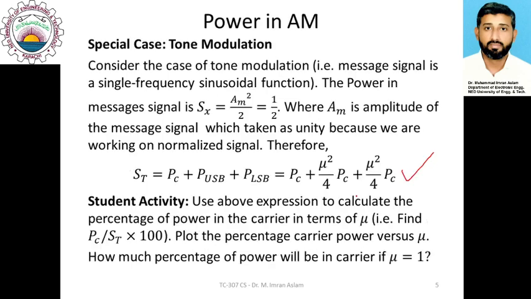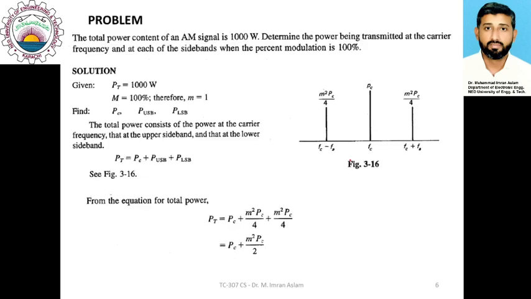In order to conclude the discussion, let us take a simple problem here. The total power content of an AM signal is 1000 watts. So we know that the total power is given as 1000 watt, and we are given the percentage modulation of 100%. So percentage modulation is 100%, that means the modulation index is 1, and we want to find the power in each of the three components, which are carrier power, upper sideband power and lower sideband power.